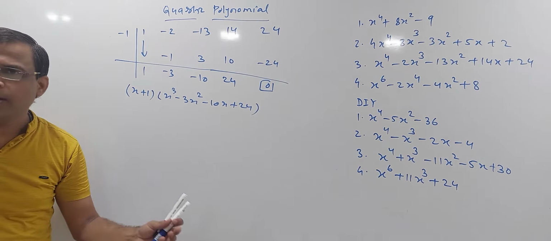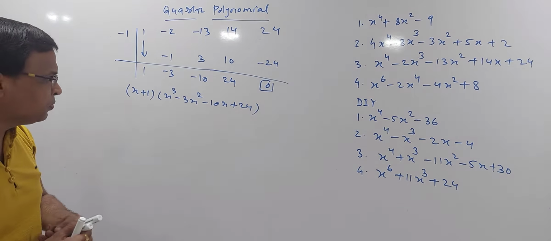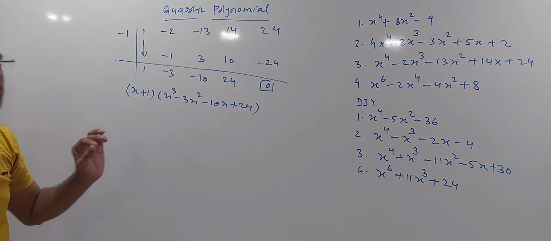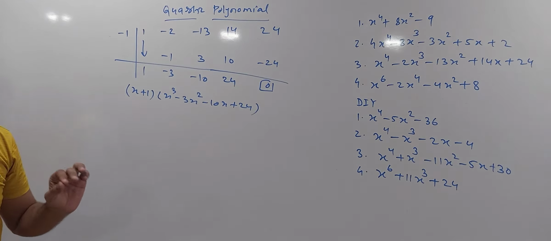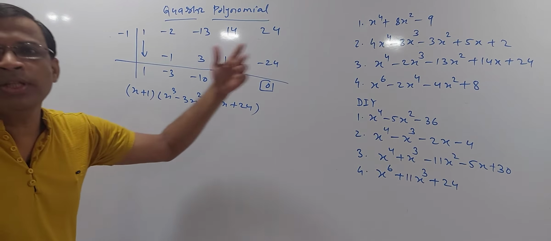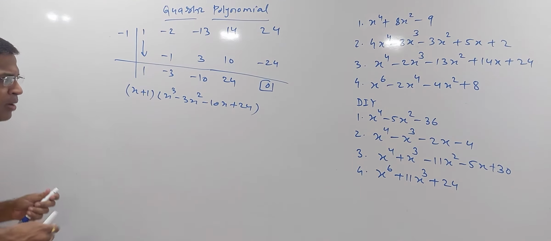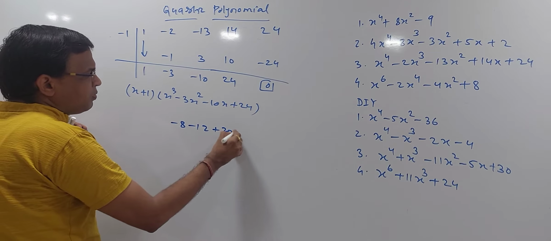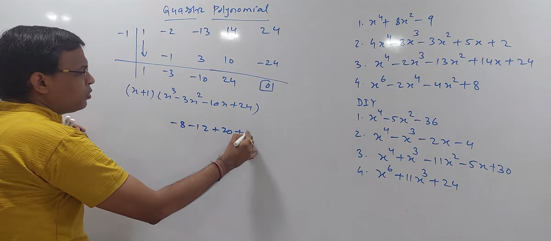So I can try with the negatives. That is the way, because otherwise trying different numbers at random will use lots of your time. So minus 1 we already checked. Now let me try with the factors of 24 with a negative sign. Say minus 2 I will check. If I check minus 2, it will give me minus 8, minus 12, plus 20 and plus 24, so it won't work. Minus 2 won't work.